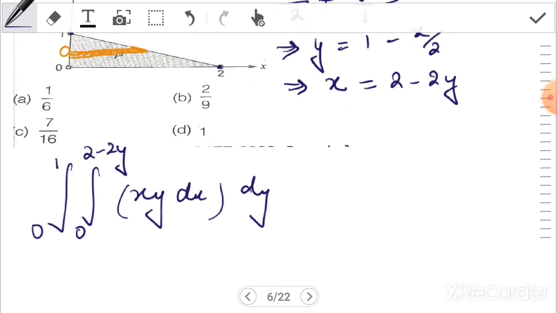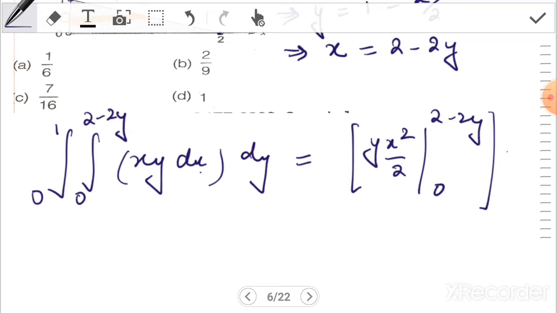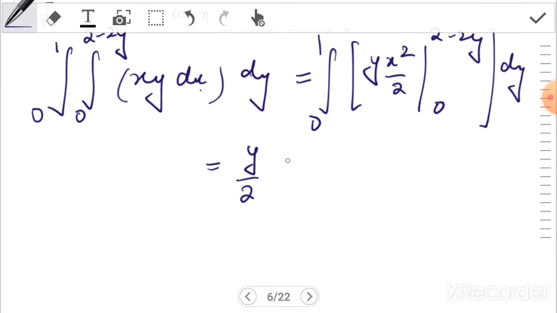Okay, now integrate this xy with respect to x, keeping y constant. So y x square by 2, from 0 to 2 minus 2y, and dy from 0 to 1. So you will have y by 2 and 2 minus 2y whole square dy, from 0 to 1.